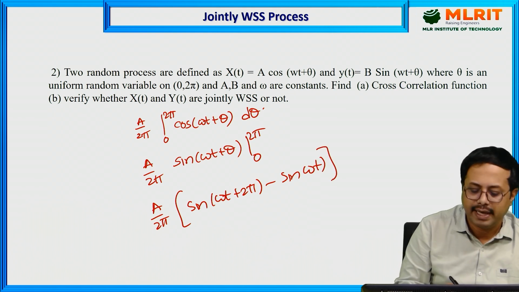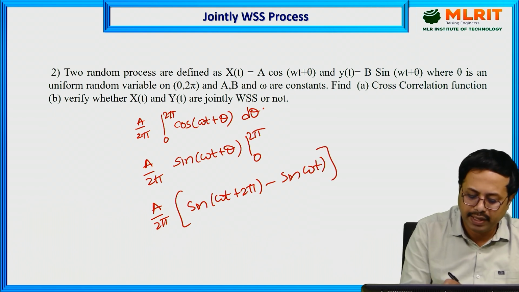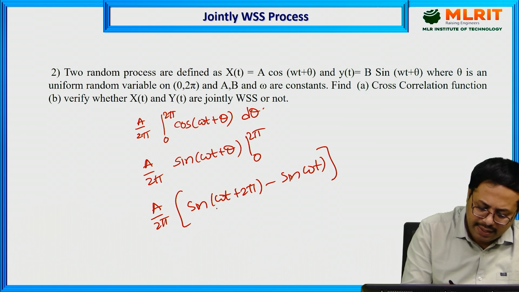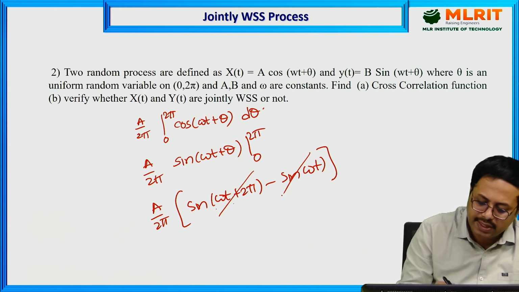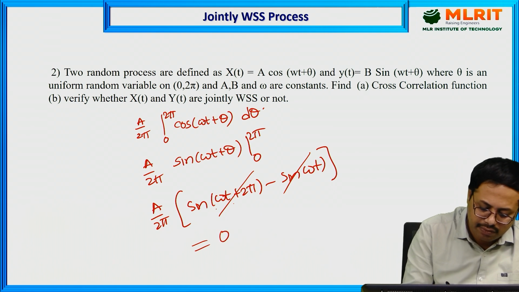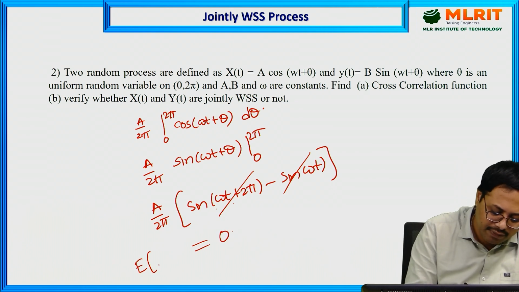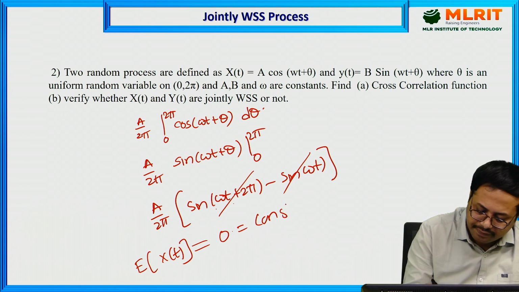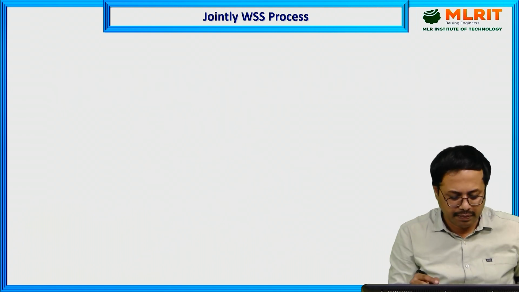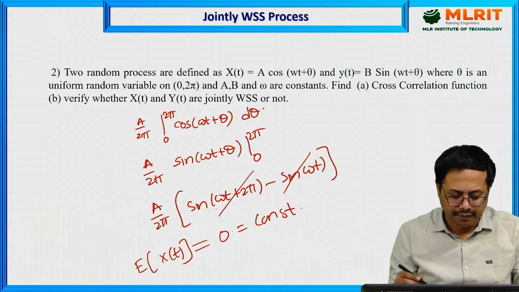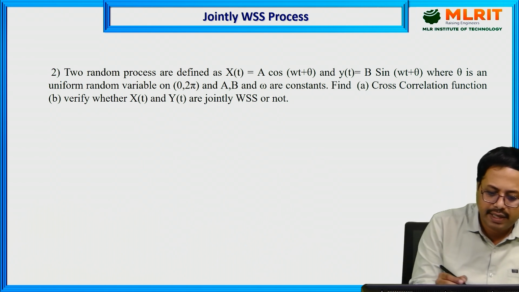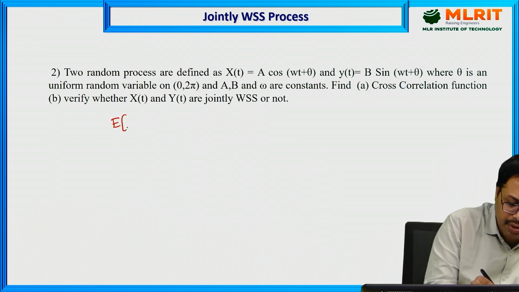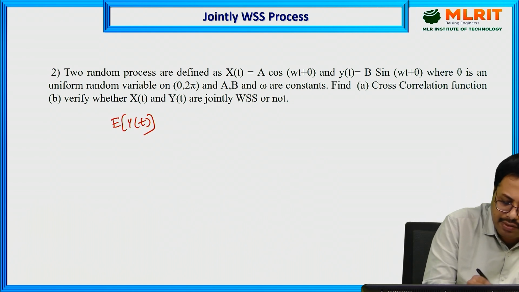The sine term will repeat for every 2 pi cycle. Then sine(omega t plus 2 pi) is sine(omega t) itself. These two terms will get cancelled, we get 0. Means expectation of x of t is 0, which is constant. Now we will calculate expectation of y of t. We have to prove that expectation of y of t is also constant.